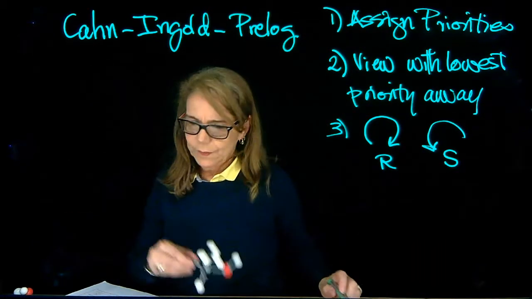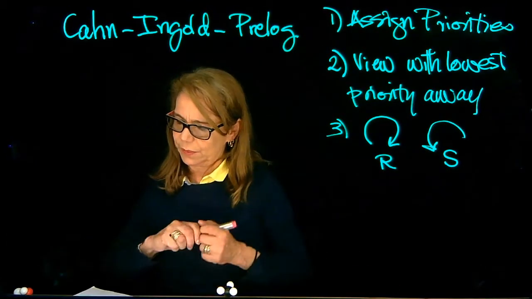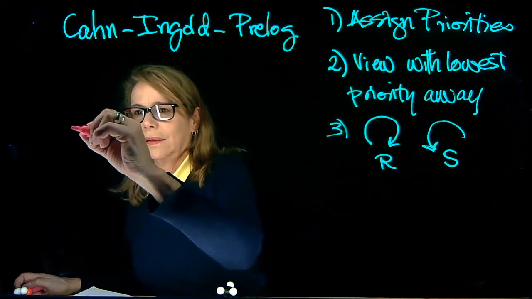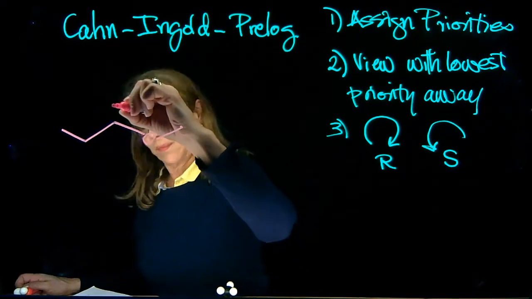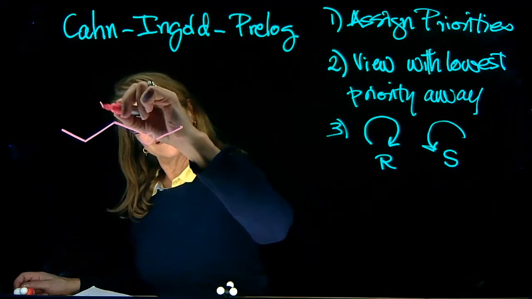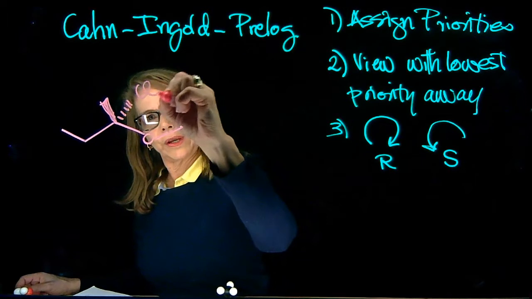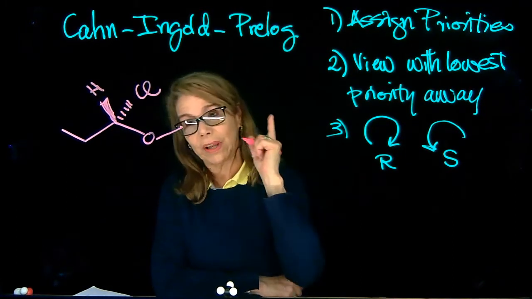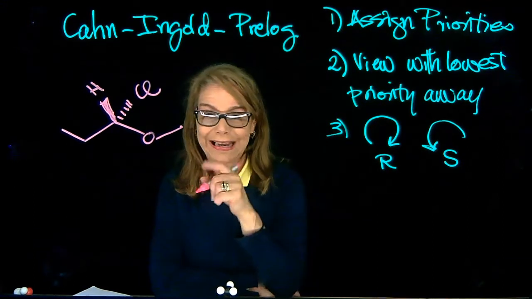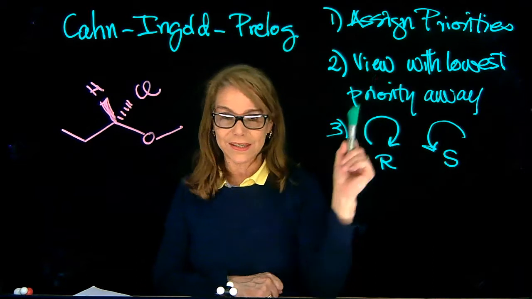Now, let's draw another compound to determine the absolute configuration. This time, I'm going to put the chlorine here and the H here. So the first step: I know this is a chiral center. It has 4 different substituents attached, so I need to assign priorities.